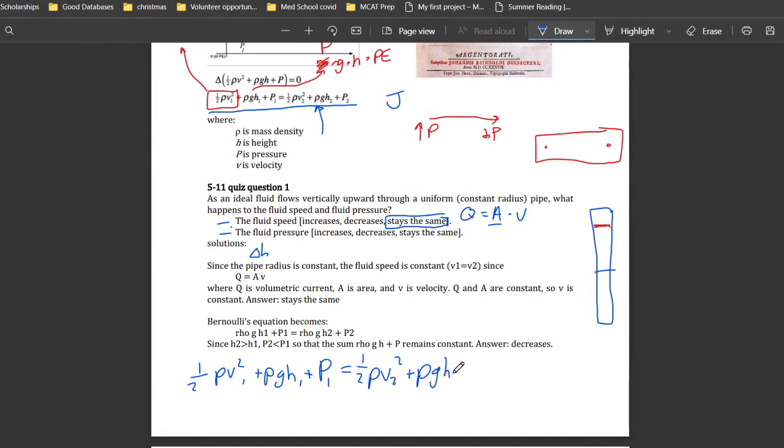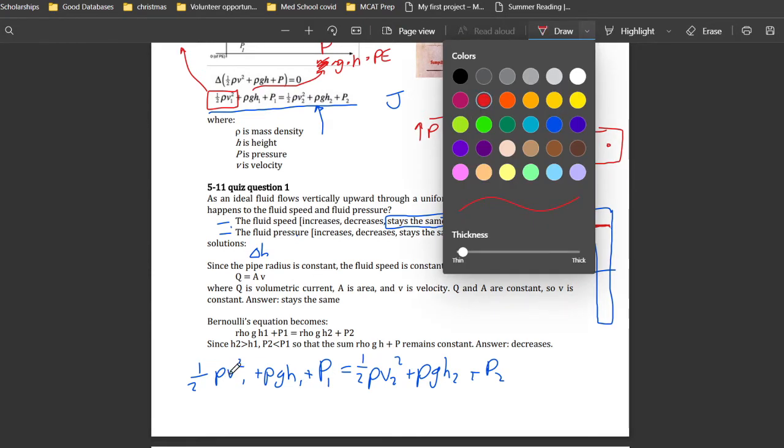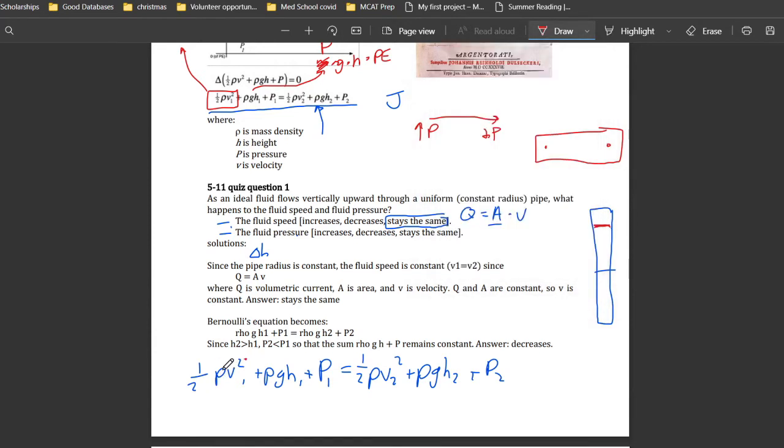rho gh2 plus p2. So we know that the velocity and the density do not change, given the Q equals AV equation that we had noted earlier. So we can effectively get rid of the kinetic energy portion because it remains constant throughout this situation. So let's just get rid of it. And let's consider the rho gh and the pressure at point 1. So this is point 1. And the rho gh and the pressure at point 2. So this would be point 2.